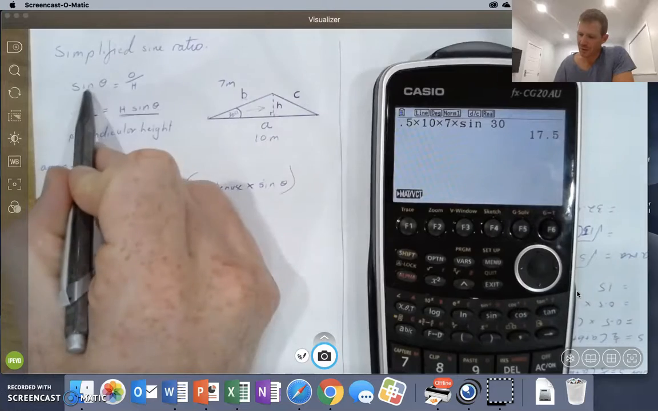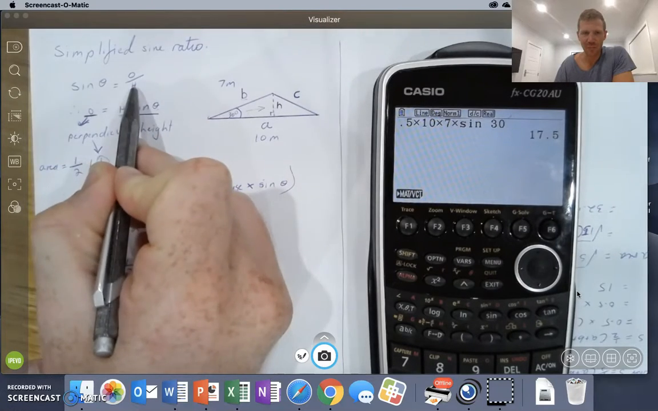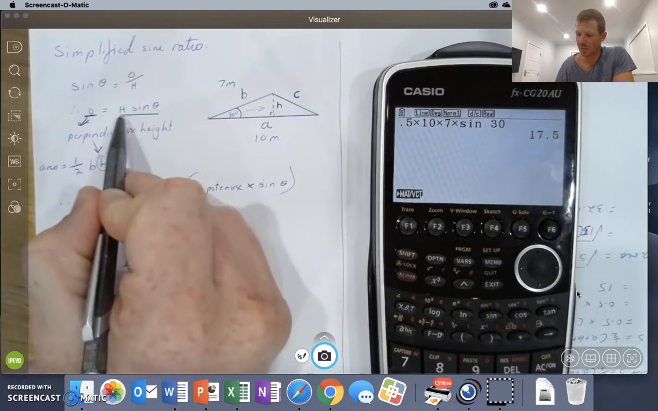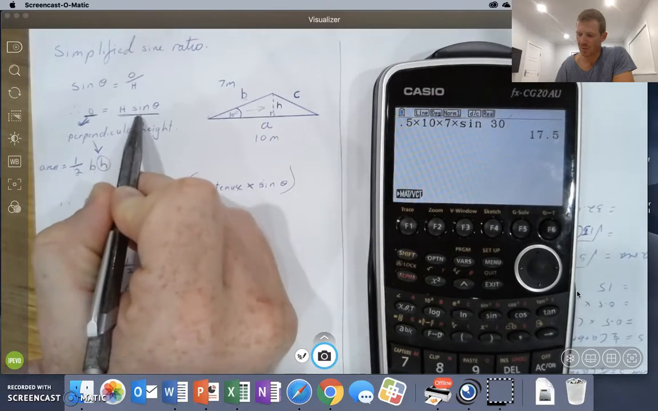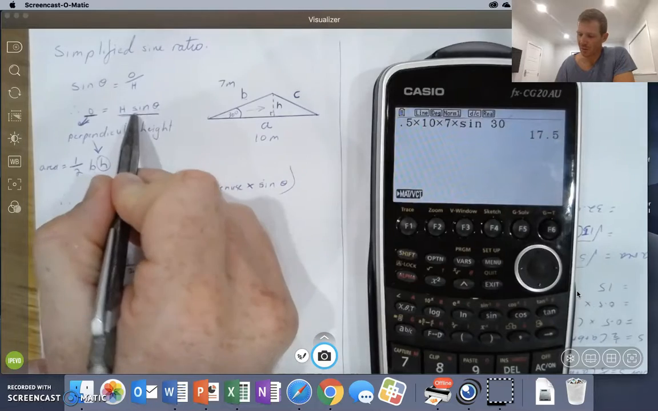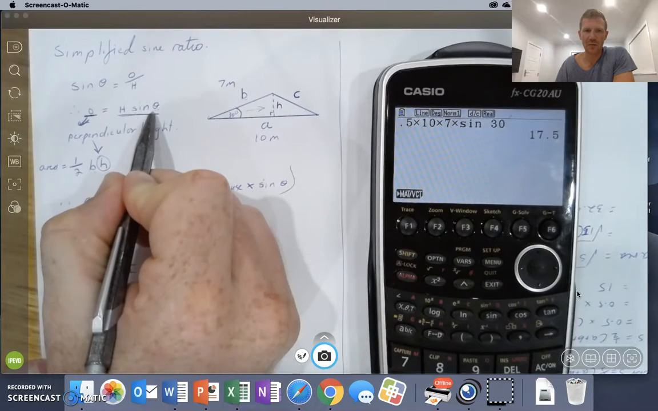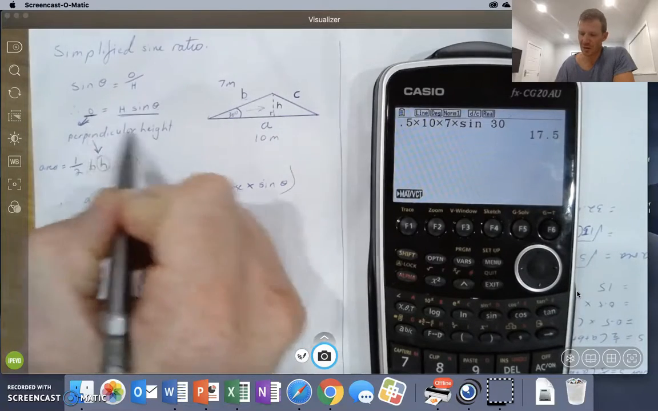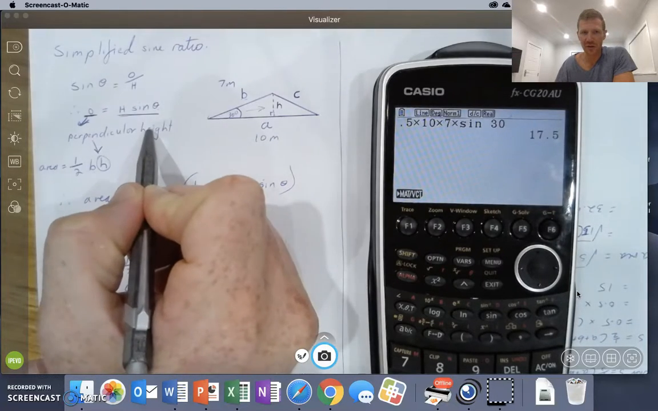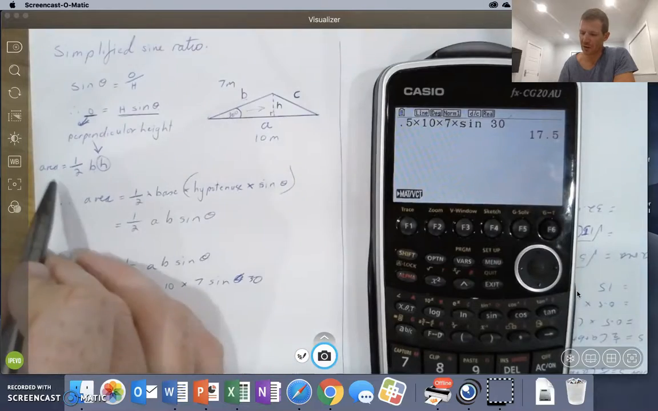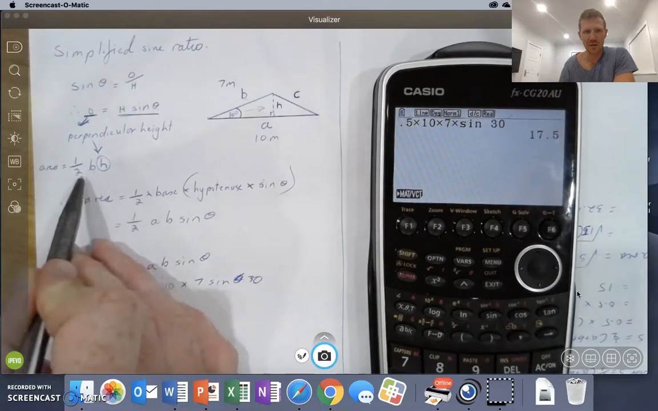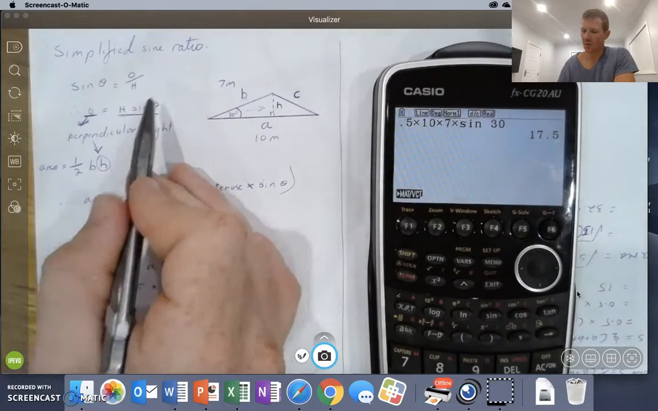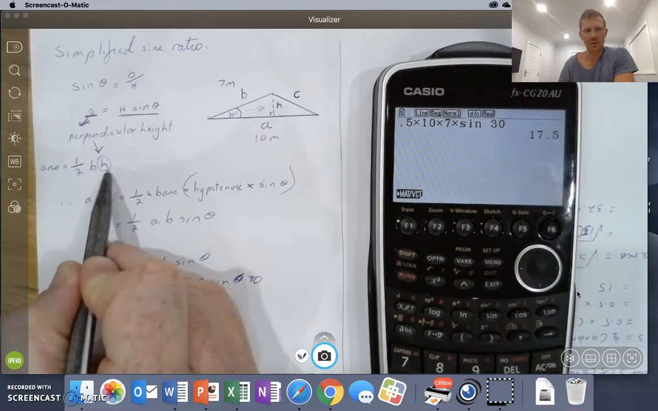We know that sine of an angle is opposite over hypotenuse, and we can rearrange that to have the opposite side equals the hypotenuse, the long side, times sine of whatever the angle is. Now, in this case, this opposite is the perpendicular height. We're trying to find that out so we can use it in this equation.